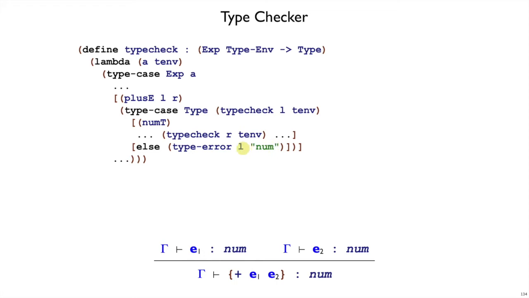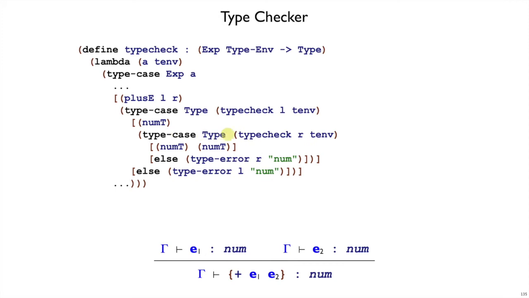And in this case, if type check doesn't say that it has type number, then we just complain about L, saying we expected a num type. We do the same thing for R. R also has to have a num type. And if R also has a num type, then the overall type of the plus expression is numT, right? That's this num right here. We're returning after we've made sure left and right both have type numT. Otherwise, we complain about R.